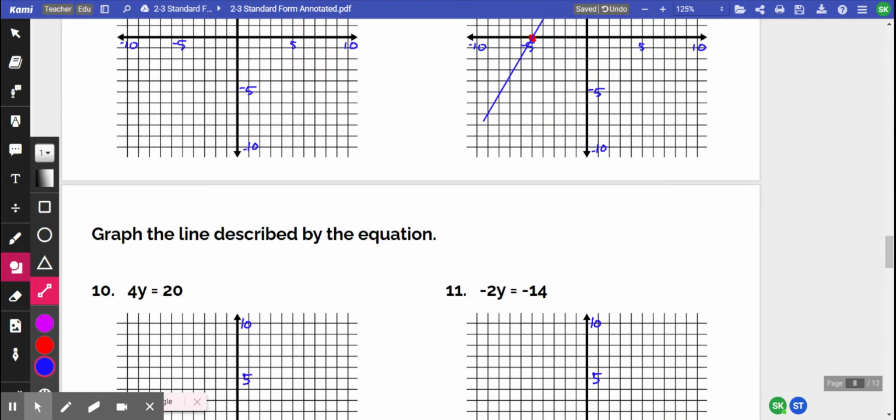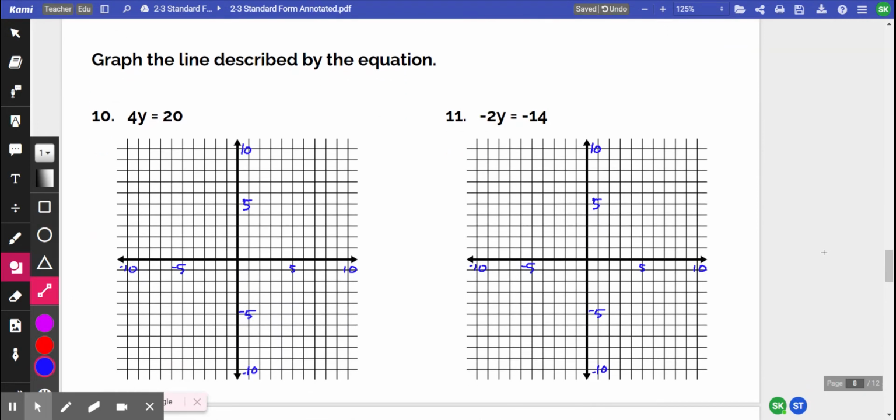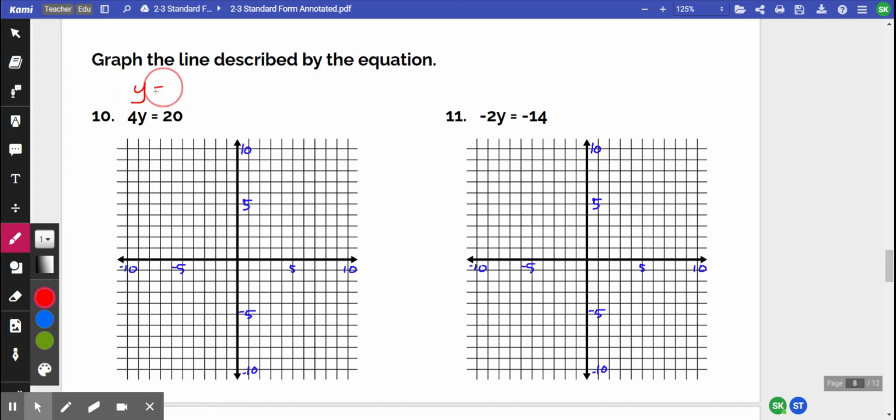Now let's look at something like number 10 and number 11. Do you notice how in these two equations, we don't have any x's in the equation? So how do we graph something that only has y in the linear equation? Well, let's try to solve for y, because that would still give us the y-intercept. If I divide both sides by 4, I would end up with the equation y equals 5. And since there are no x variables in this equation, that means that no matter what the x value is, the y is always at 5.